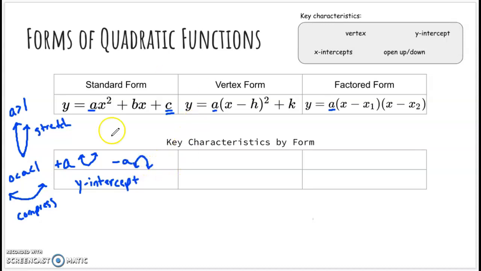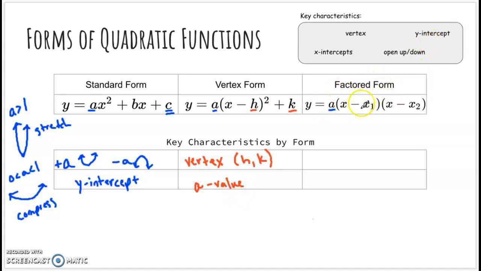From vertex form, let's go ahead and change color. From vertex form, you're going to see the vertex. Your vertex is going to be at (h, k), the coordinates h, k. Now the h is the number after the minus sign, and the k is the number after the plus sign. So that's going to be the vertex of your function. And again, you still have that A value telling you whether your parabola opens up or down, and whether it's stretched or compressed.